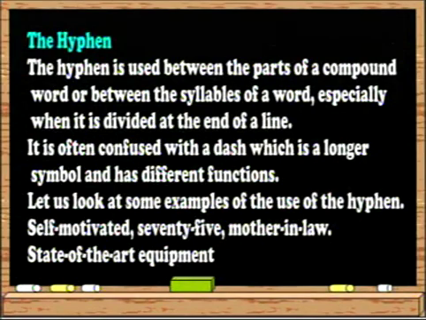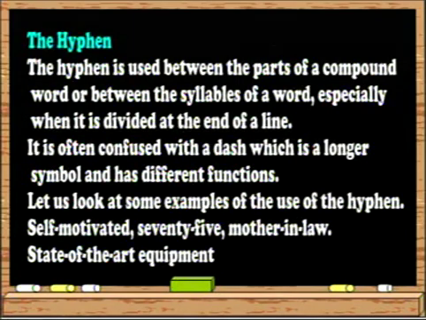In this lesson, we will examine the uses of the hyphen, the dash, the apostrophe, and quotation marks. We will then give attention to some practice exercises. The hyphen is used between the parts of a compound word or between the syllables of a word, especially when it is divided at the end of a line. It is often confused with a dash, which is a longer symbol and has different functions.